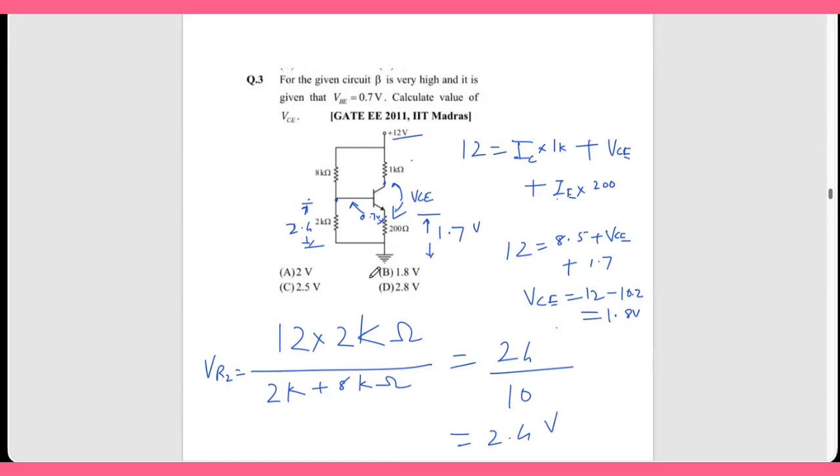Correct? Sir, I have one doubt, sir. Tell me. Sir, we find the IC value, so multiplying with RC, we can find the VC value. No, it is not VC. VCC 12 minus IC into 1K only is VC.